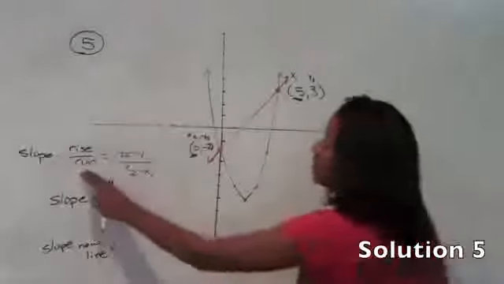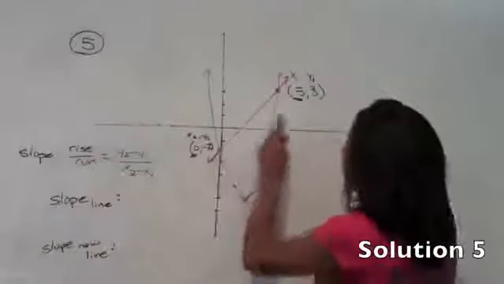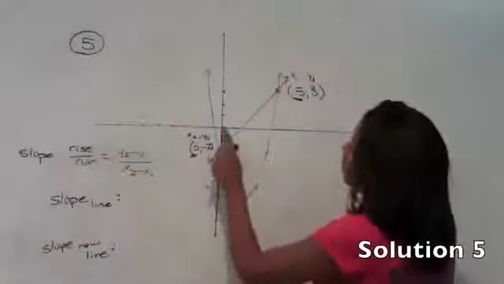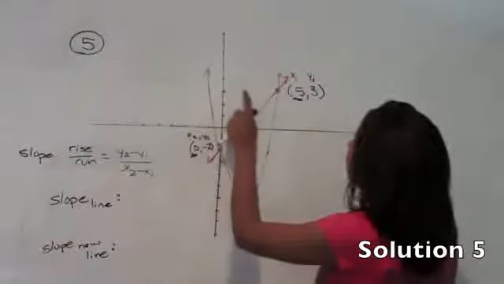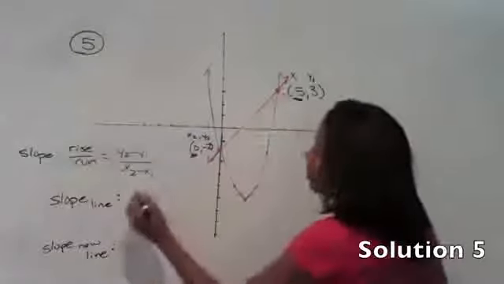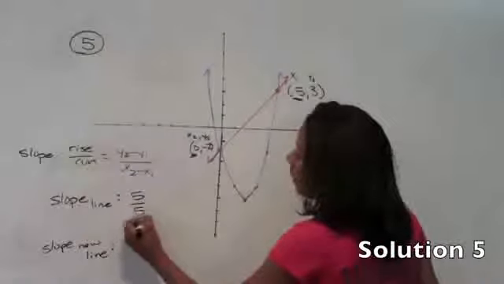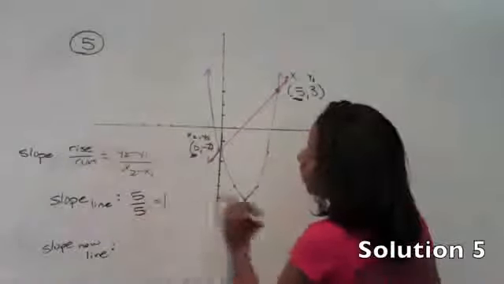So let's start off with this one, the rise over the run from one point to another. So you're going up 1, 2, 3, 4, 5, and then you're going over 1, 2, 3, 4, 5. So your rise and your run are both 5, meaning your slope is 1.